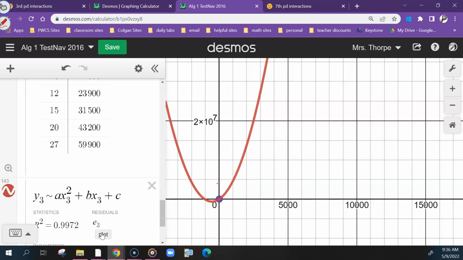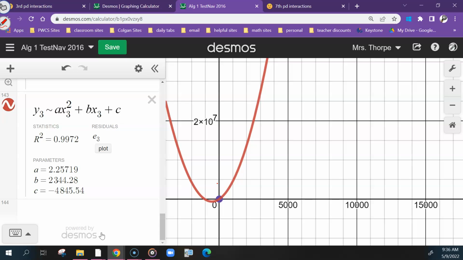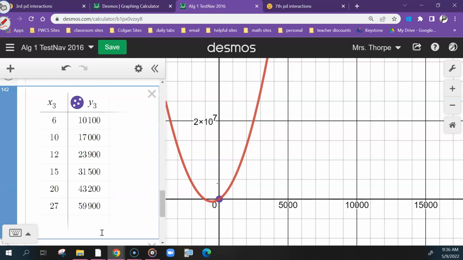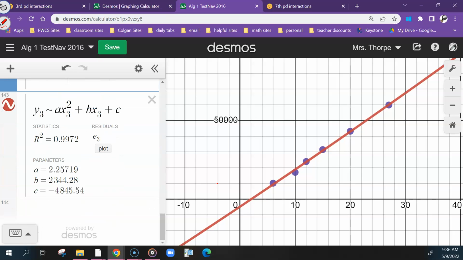So I would say be careful with your points because it says line of best fit, so you may put in your linear regression. But if you zoom out enough, you'll see that this does actually curve, which is why I ended up using this one instead. And then I'm using this equation to find 40 months.